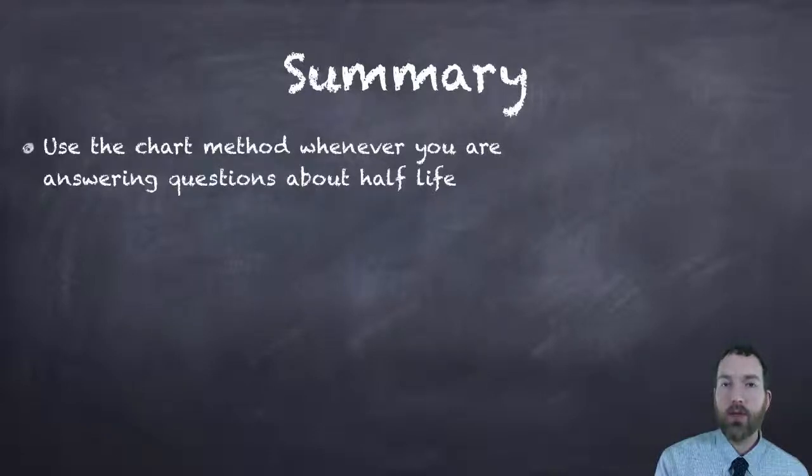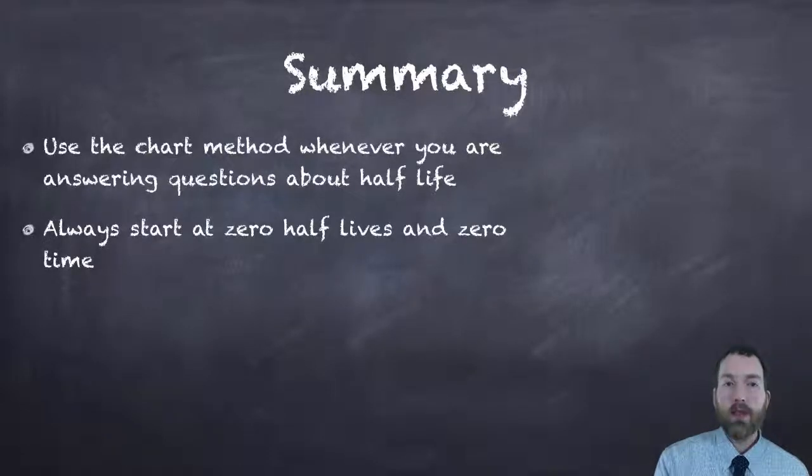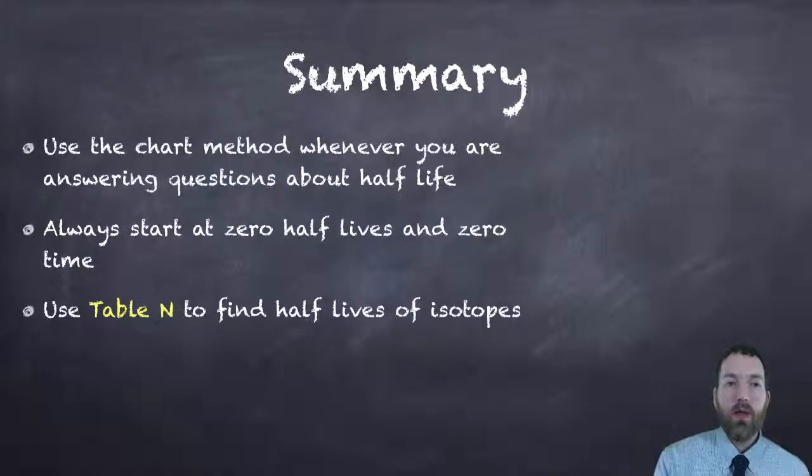It's a logical approach, and it's much easier. Now that you don't have the formulas in your reference table anymore, it's your only solution to doing these problems, unless you want to look up the formulas on your own. Always start with 0 half-lives and 0 time. One of the biggest mistakes I see in students that get these questions wrong is not starting the chart at 0. If you need a half-life of an isotope, if that's not given to you in the problem, don't forget that's all found on Table N.